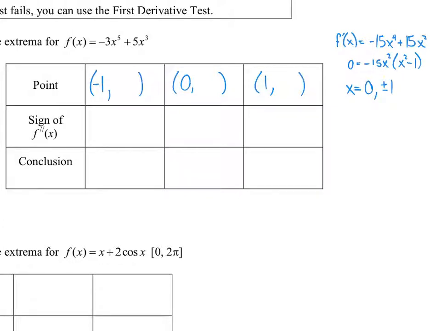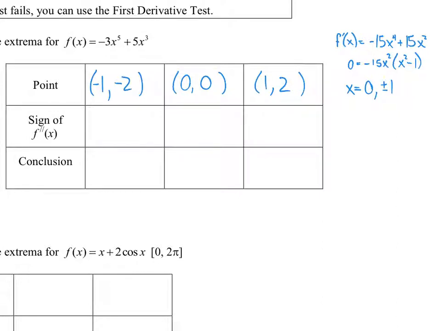Okay? Now, to find the y-coordinates of these points, what am I going to plug the x values into? The original function, alright? So if I plug in a negative 1, I have a positive 3 minus 5, that's negative 2. If I plug in 0, I get 0. And if I plug in a 1, I have negative 3 plus 5, which is 2. So those are the 3 points I'm considering.